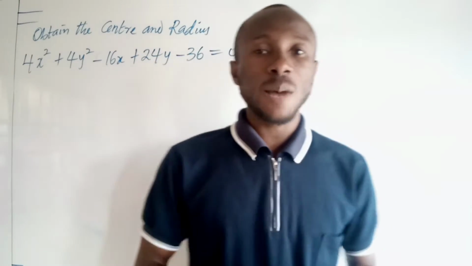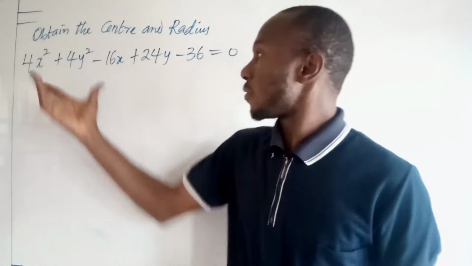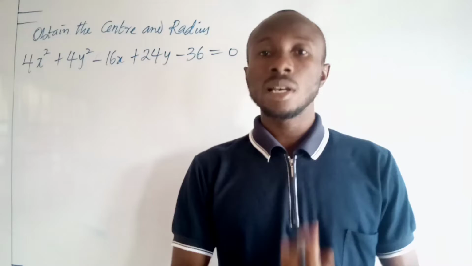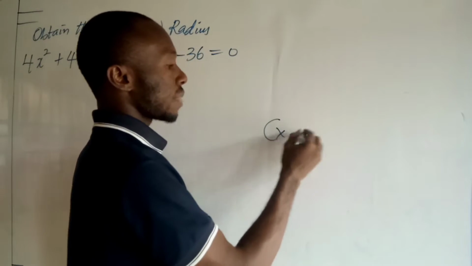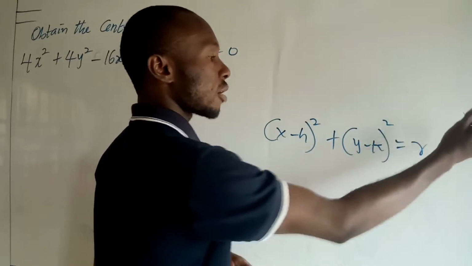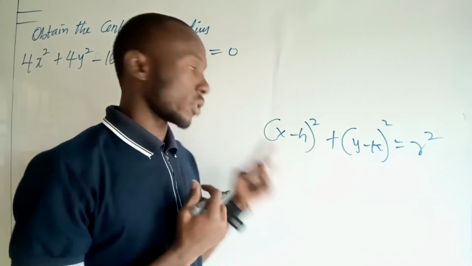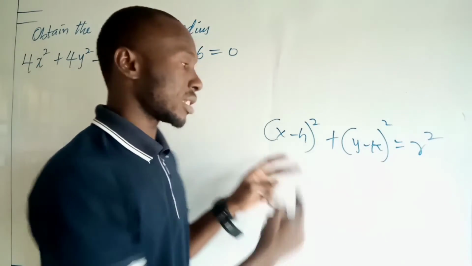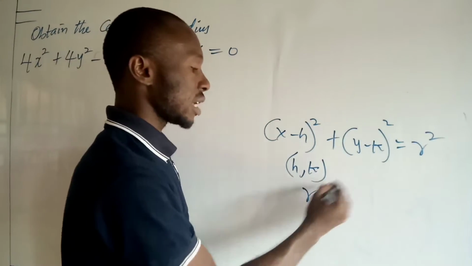Okay, so in this question I'm going to walk you through this process of obtaining the center and the radius of this circle equation right here. Now the first thing I want you to know is that we can write a circle in standard form as (x minus h) squared plus (y minus k) squared equals r squared. This is how we write a circle in standard form. From this point you can easily obtain the center and the radius. The center is just h comma k, and of course the radius is just r.